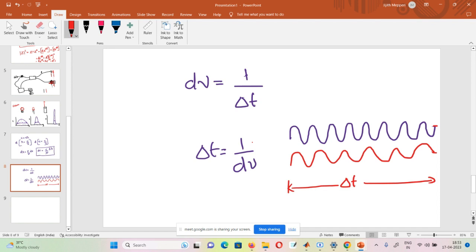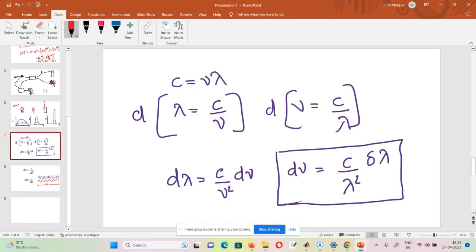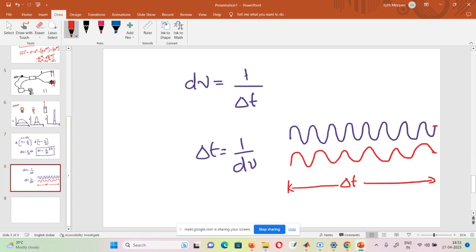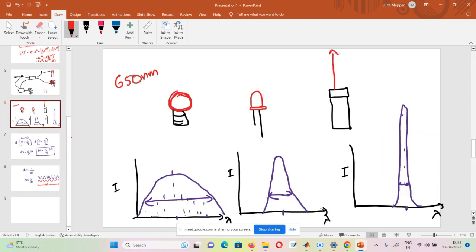The coherence time is the reciprocal of your frequency bandwidth, and the frequency bandwidth you can take as a function of your wavelength bandwidth. So if your frequency bandwidth is high, your coherence time will be lower. If the frequency bandwidth or the wavelength bandwidth is high, your coherence time will be lower, so it will have less coherence.